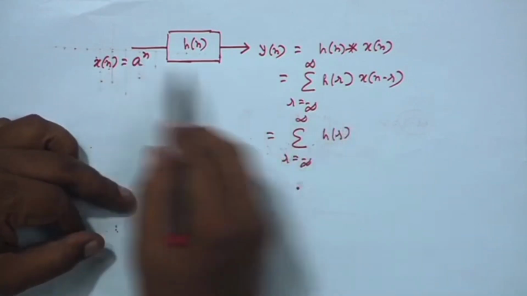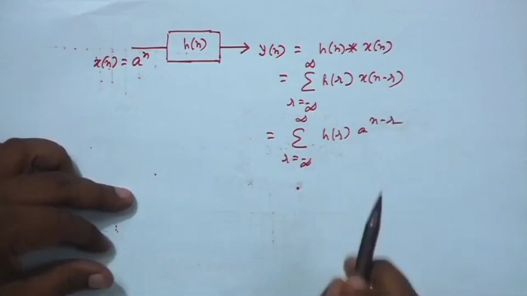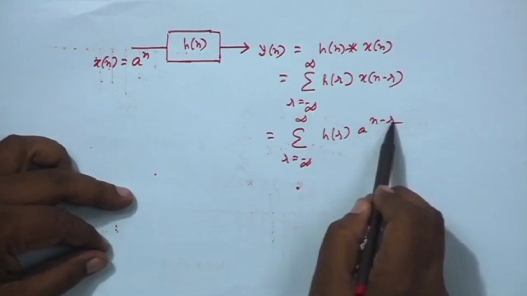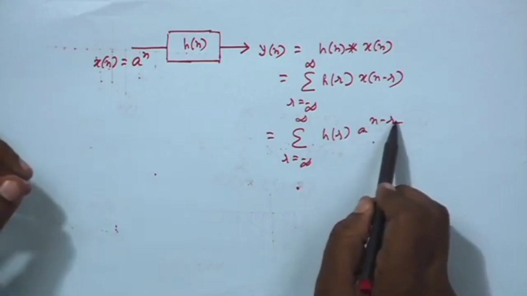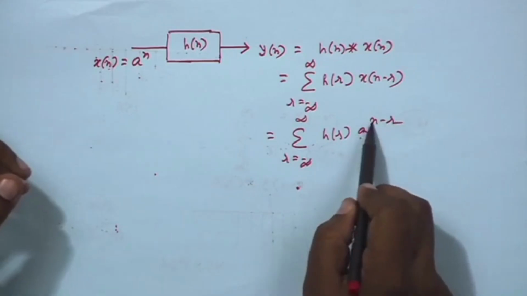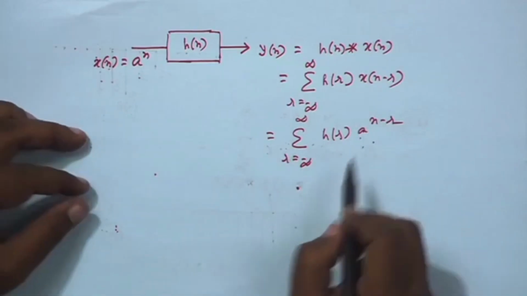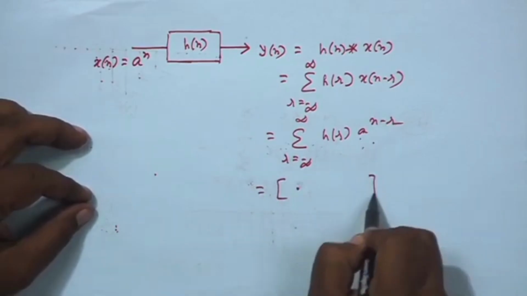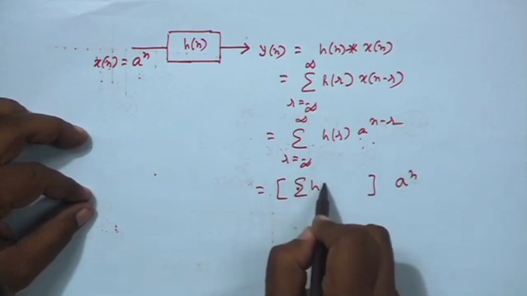X n is a to the power n. So, x n minus r is a to the power n minus r. Now, the beauty is this is coming in the power. So, a to the power n minus r you can separate out, is a to the power n into a to the power minus r, and a to the power n can go out as common because that does not depend on r. So, it will be into a to the power n out as common. What is it? The summation part over r.